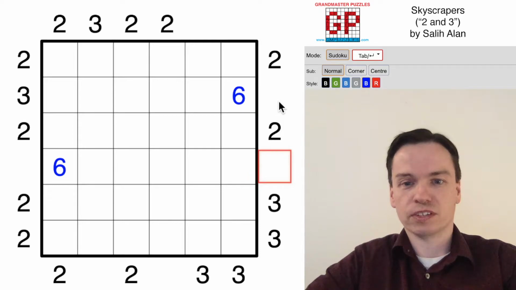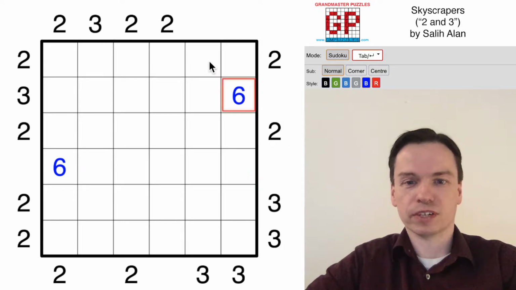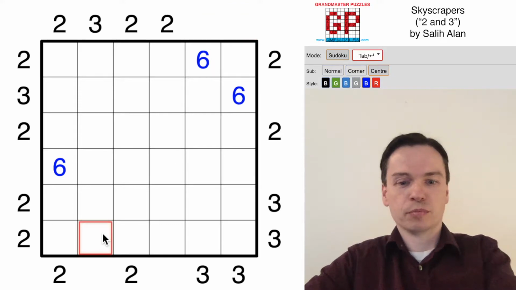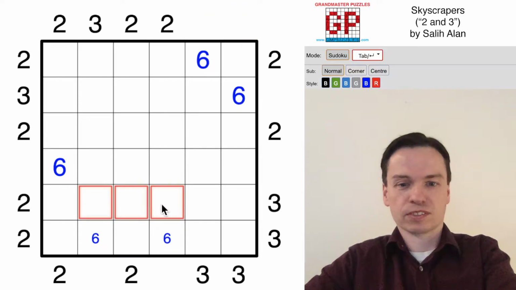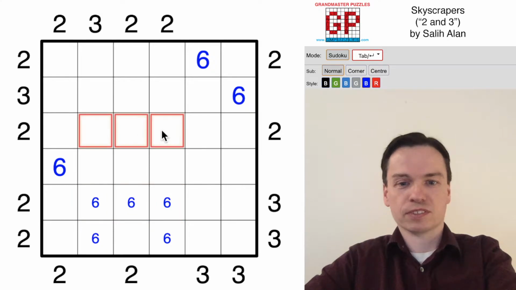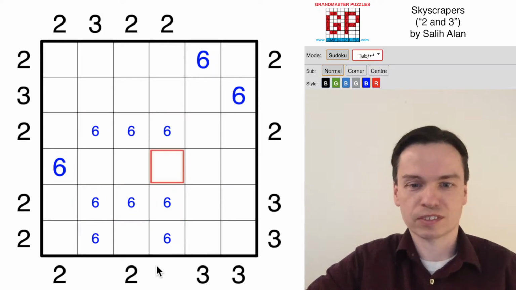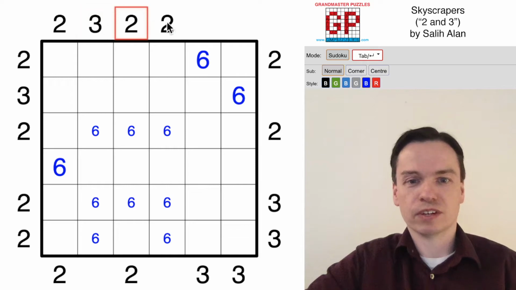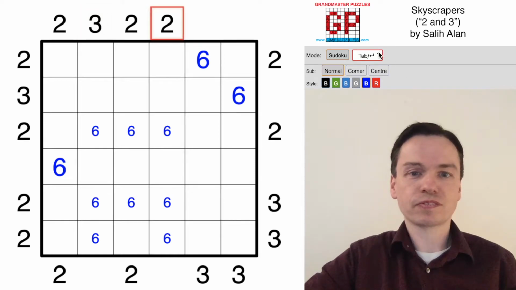That eliminates all the options except for this spot for the right column, and actually puts a 6 then here from the top. The bottom row has these 2 options for a 6. This row has these 3 options for a 6. This row has these 3 options for a 6. All of those look compatible right now with these outside clues.